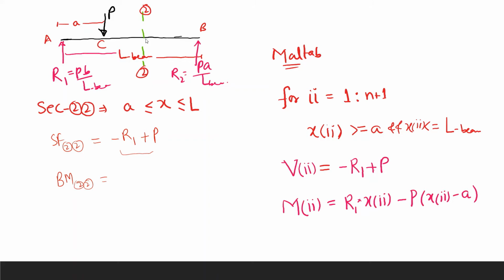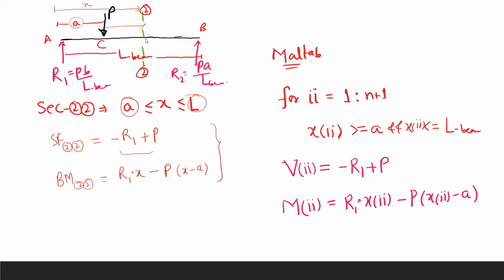We will take R1 into x, where x for this section varies from here to here, so x should be greater than or equal to a and less than L. So the bending moment would be R1 multiplied by the sectional distance x, minus P multiplied by this distance, which is x minus a. So it is P into x minus a. That is the bending moment.